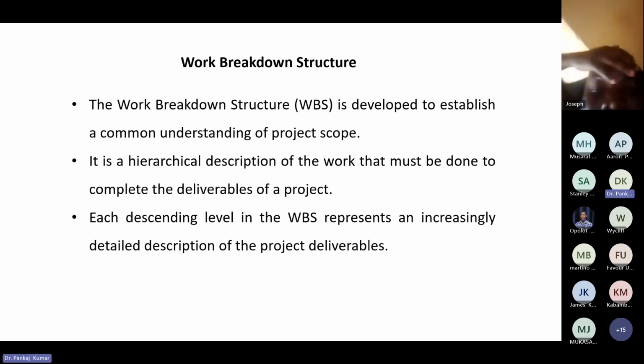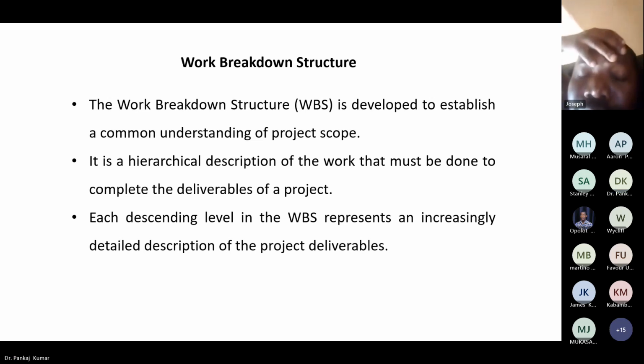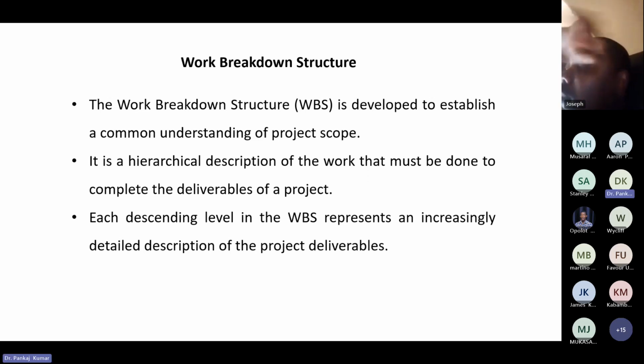ensuring that quality standards are met at every level of the project. It aids in resource allocation by helping project managers identify which resources are needed for each work breakdown structure element.